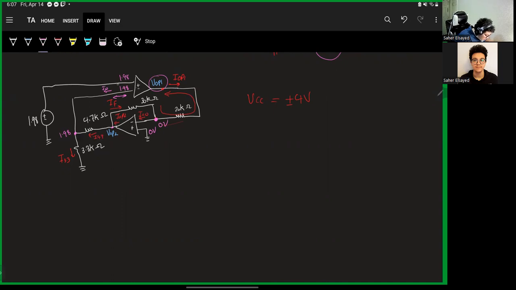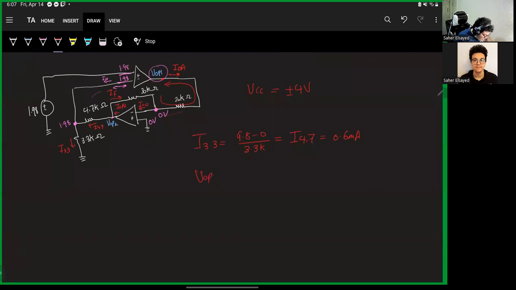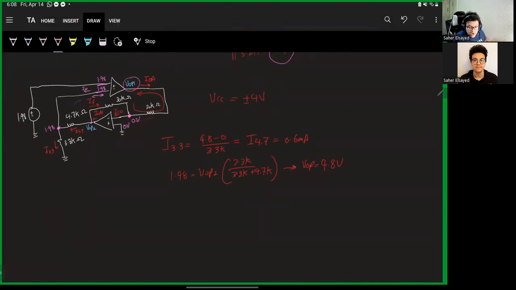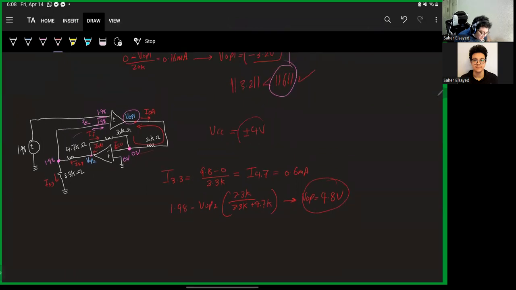So we know this one is 1.8 volt. So I 3.3, the same structure, I 3.3 is equal to 1.98 minus 0 divided by 3.3k. And we know this is equal to the same thing as I 4.7 because there is no current flowing in, right? And so this is equal to 0.6 milliamps. Same stuff, nothing changed till now, okay? And then for VOB2, we can do a voltage division again. So 1.98 is equal to VOB2 times 3.3K divided by 3.3K plus 4.7K. Those are the two resistors that we're doing a voltage division on. And then you get VOB2 to be what? 4.8 volt.